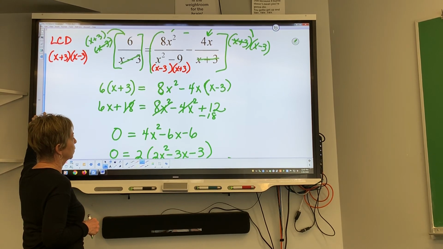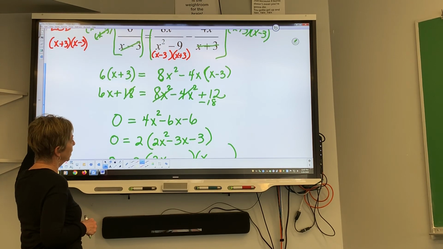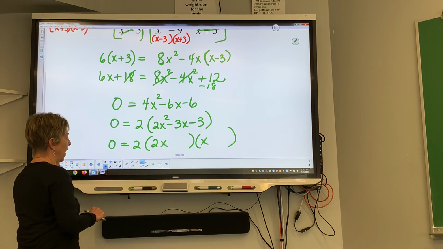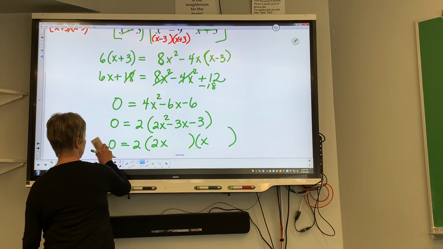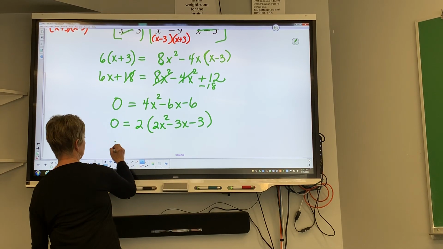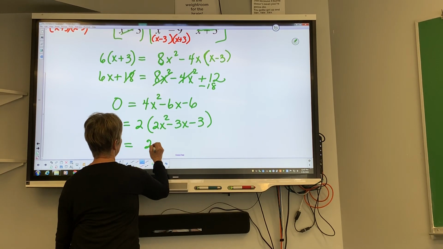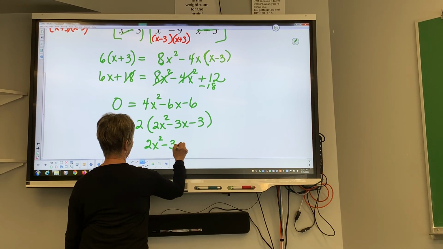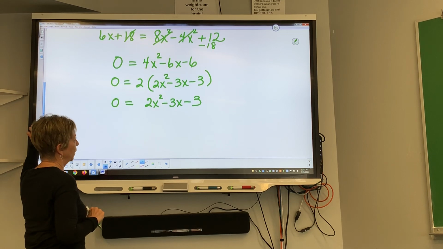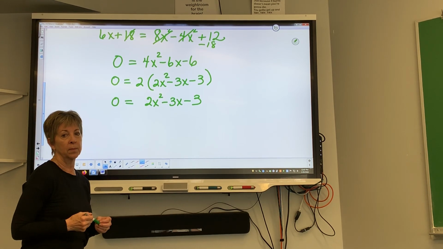8x squared minus 4 times x minus 3. Okay, took a 2 out. I don't think that's factorable. So if that's not factorable, now I can just divide both sides by 2 and get this. And then what would I have to do? If I can't factor it, what do I have to do?